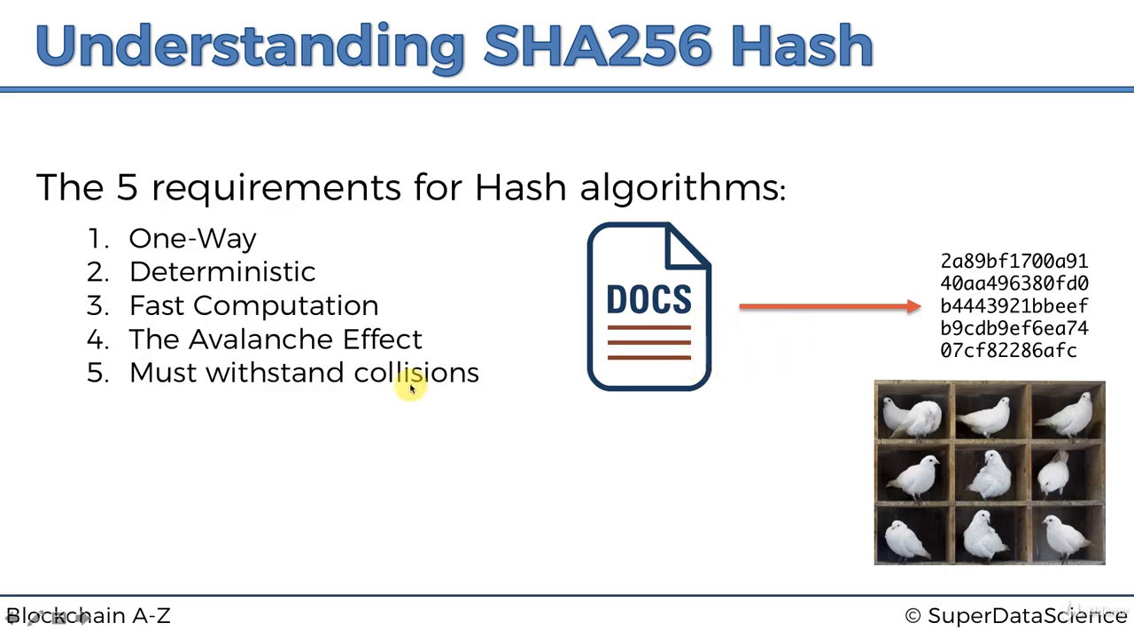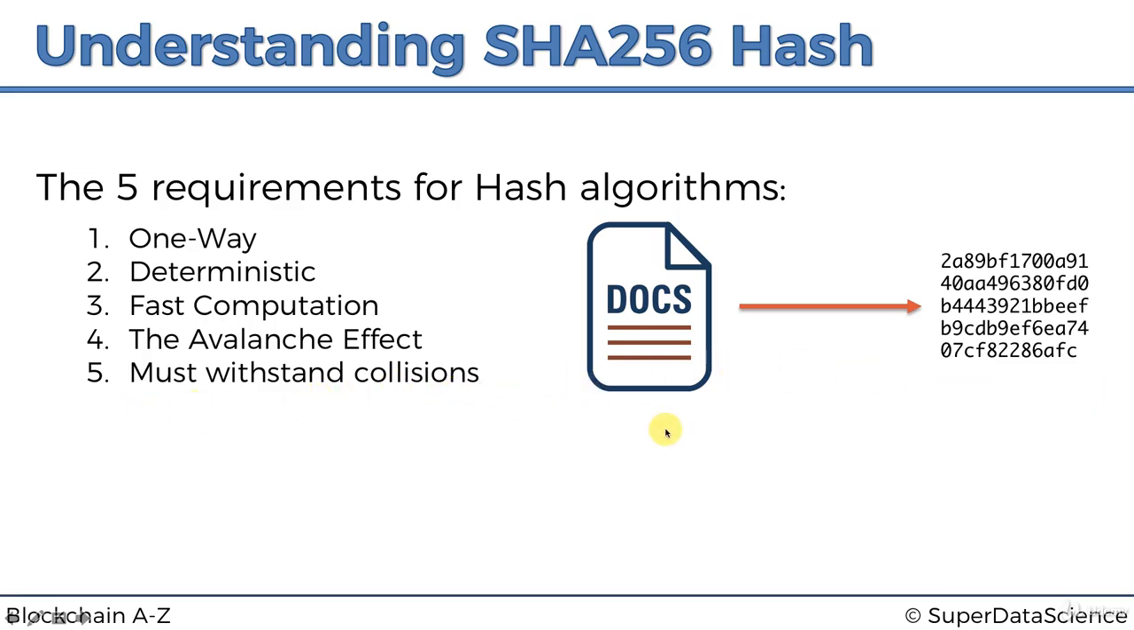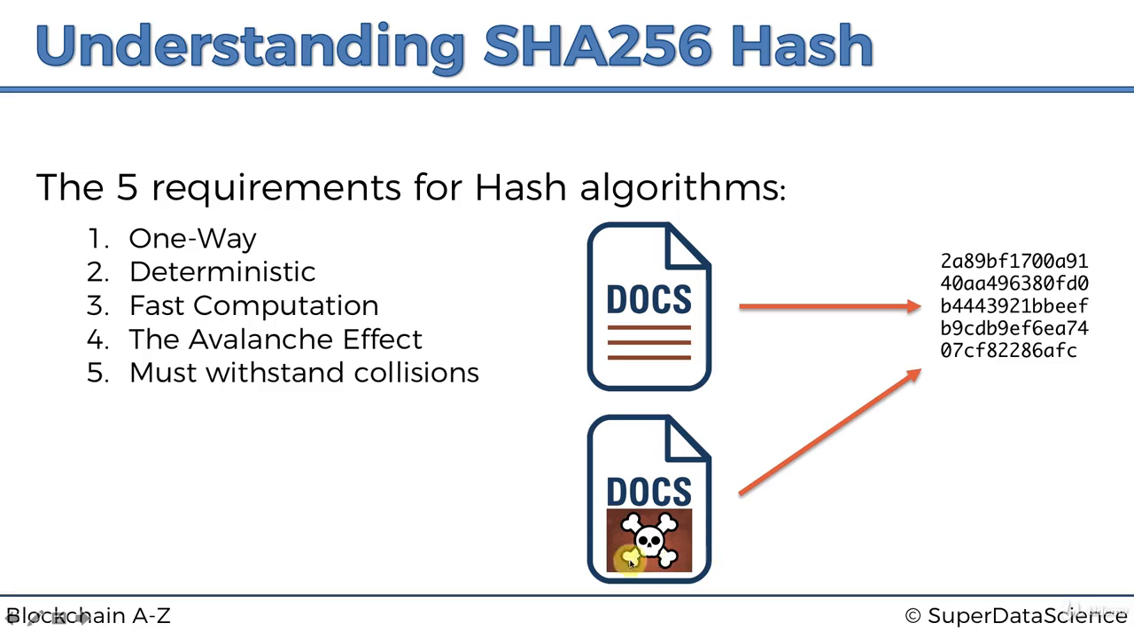But with must withstand collisions, what that does mean is that the algorithm needs to be able to withstand artificial collisions that, for instance, pirates can create, and that's a problem. So if you can find a way to create these collisions, to make 2 different documents purposefully have the same hash, that's a problem, because then you can forge documents.